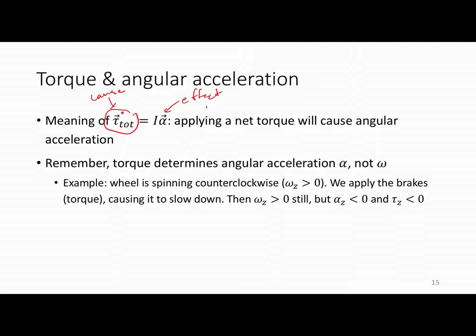Something can be moving in one direction and torque can be in the opposite direction. So an example of this is like our braking car. If a wheel is spinning counterclockwise, we would call that omega positive. Now if we apply the brakes to slow it down, the angular acceleration is going to be clockwise, negative. It's going to be opposite omega. So omega will be positive, alpha will be negative. That means that torque will be negative. The net torque will be negative.